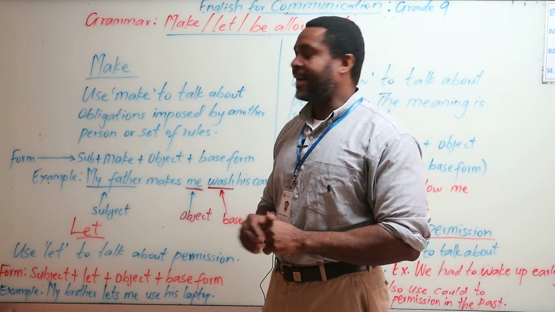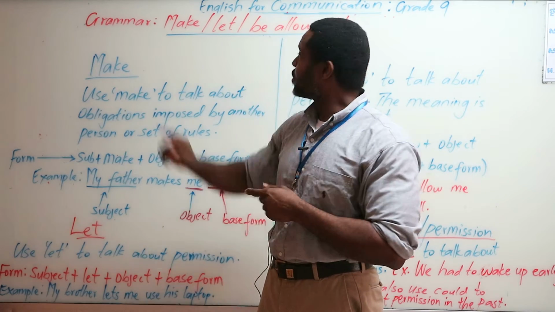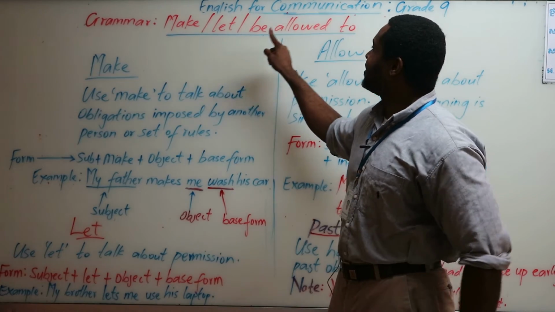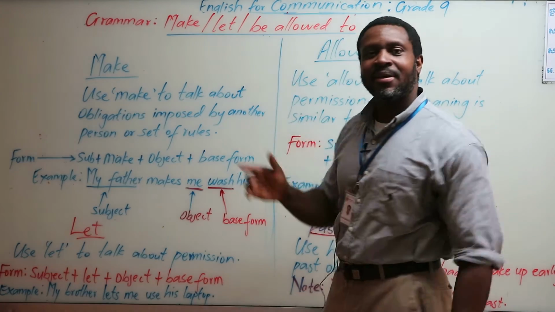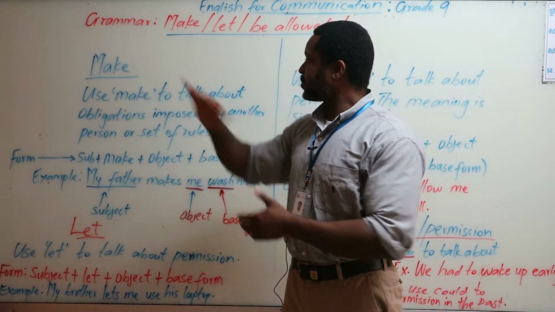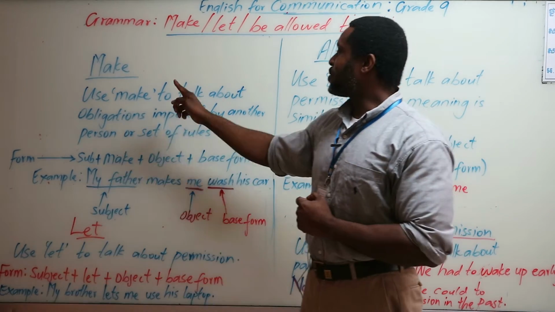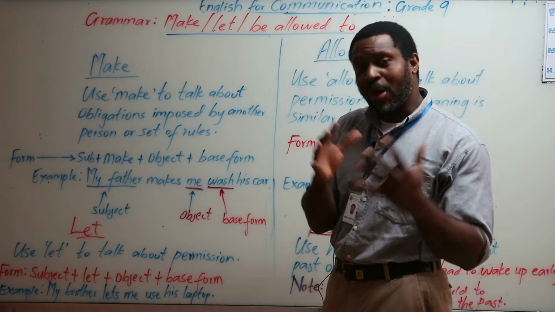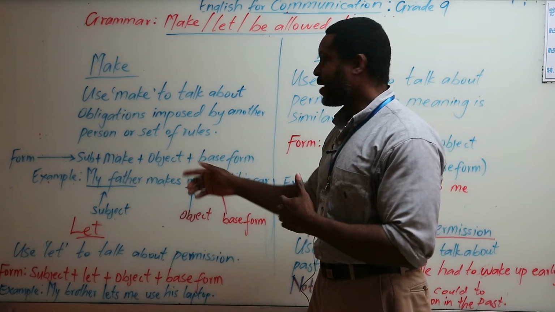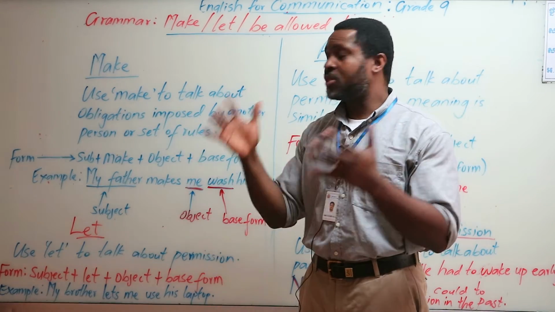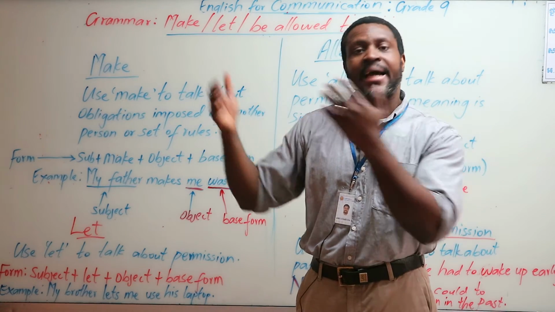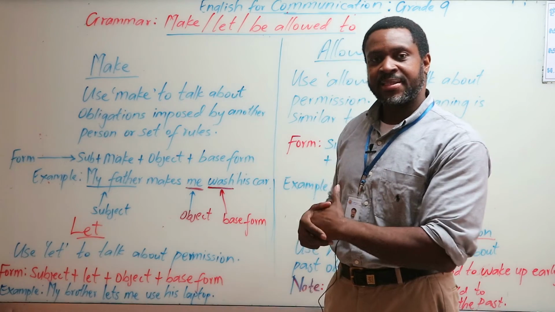Today we are going to talk about how to use make, let, and be allowed to in English. So let's start with make. We use make to talk about obligations imposed by another person or a set of rules. So we use make to talk about rules or obligations that come from another person.